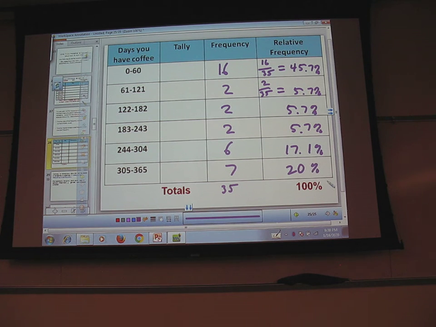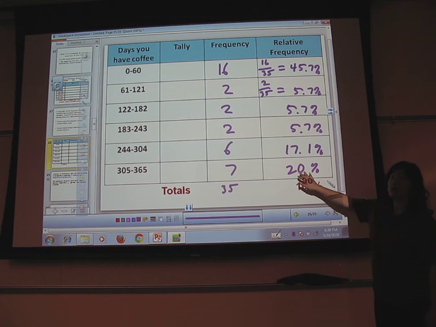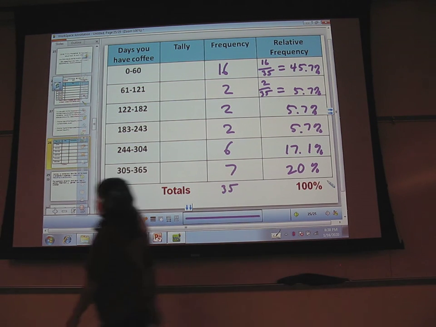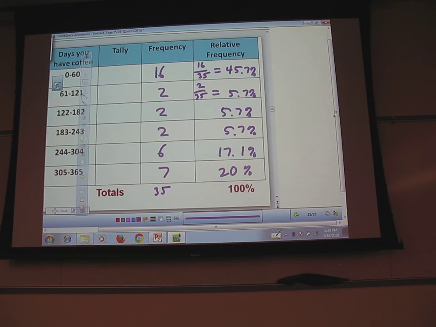Okay. So pretty much we always express these as a decimal or as a percent. So as a decimal, this would be 0.2. I'll write them as decimals off to the side, just so you can see that also. This would be 0.457, 0.057, 0.057, 0.057, 0.171, and 0.200.